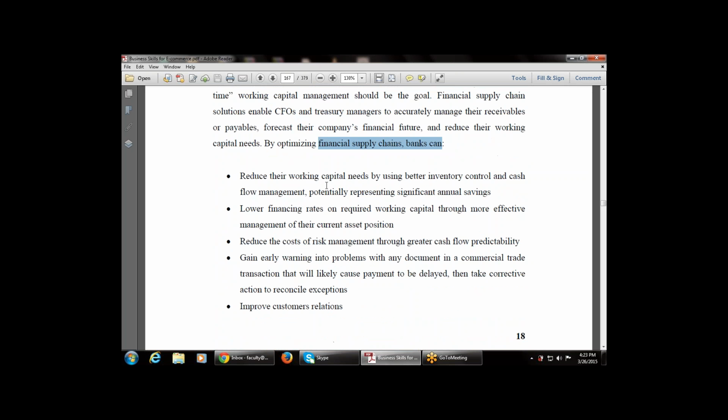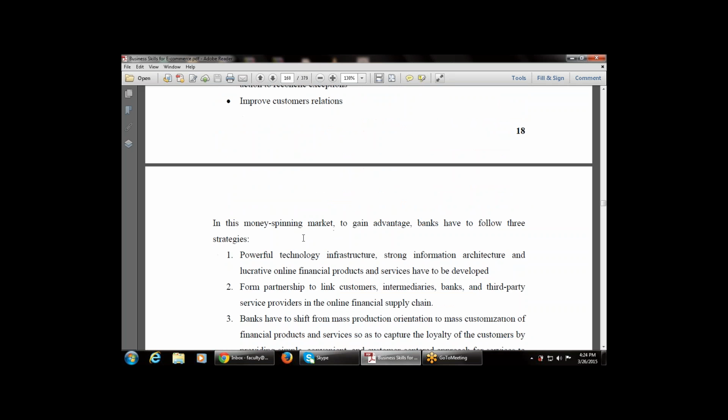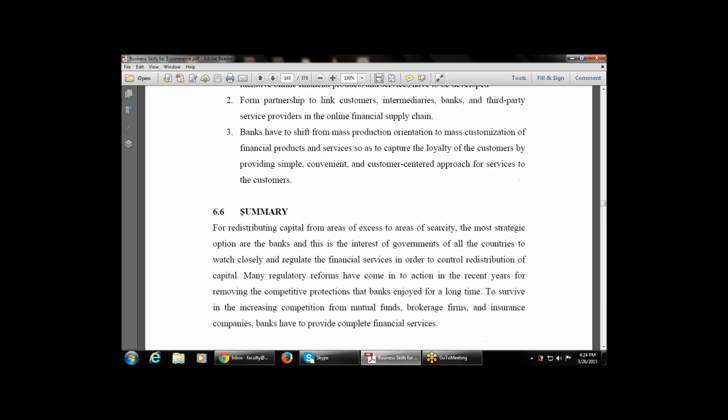So by optimizing the supply chain, banks can reduce their working capital. Why? Because once the supply chain has been maintained, there will be a reduction in the working capital needed for inventory control, it lowers the financial rates on the working capital, reduces the cost of risk management, and improves the customer relationship. That is very important.